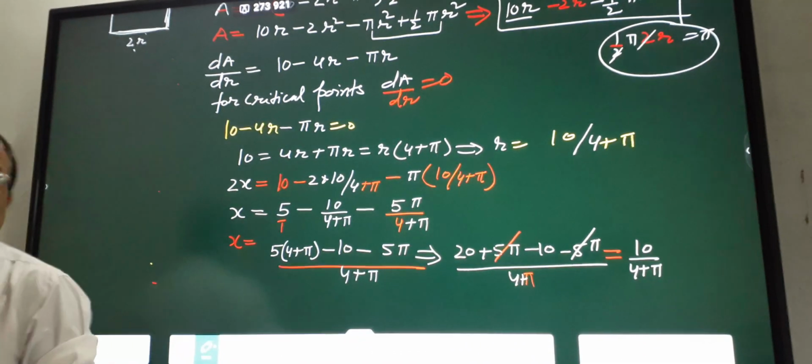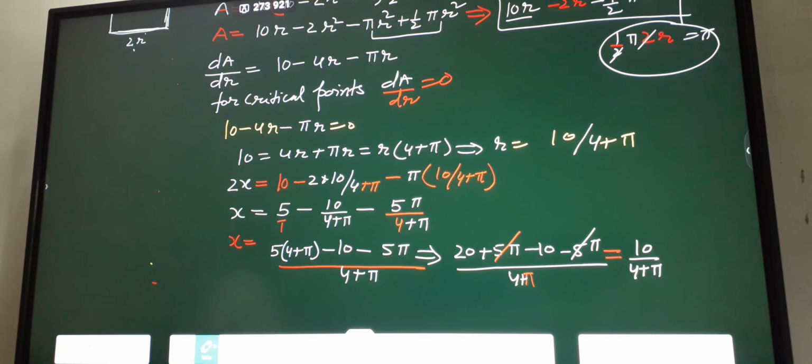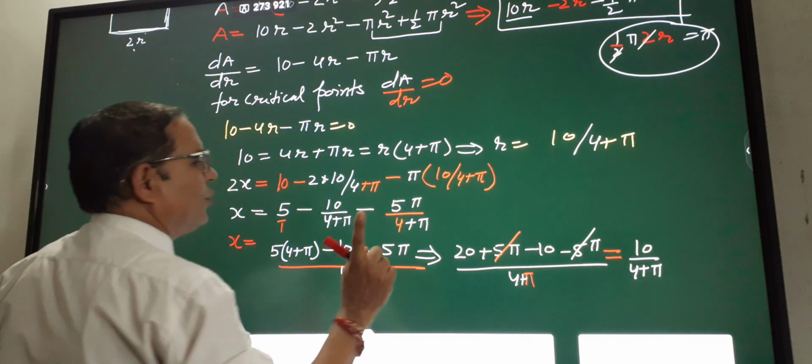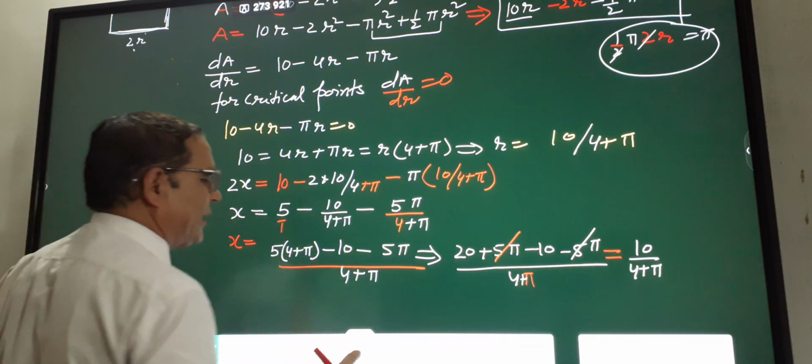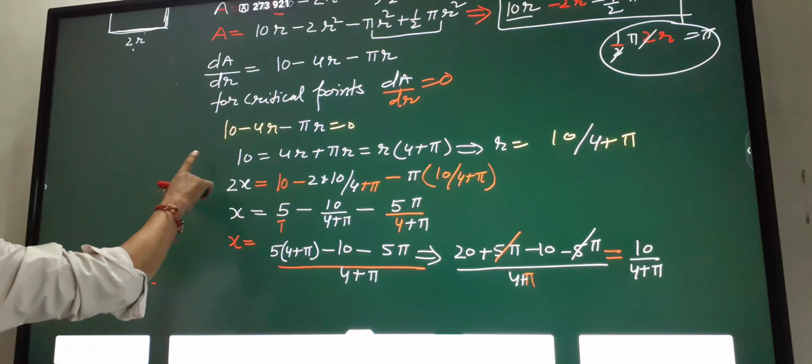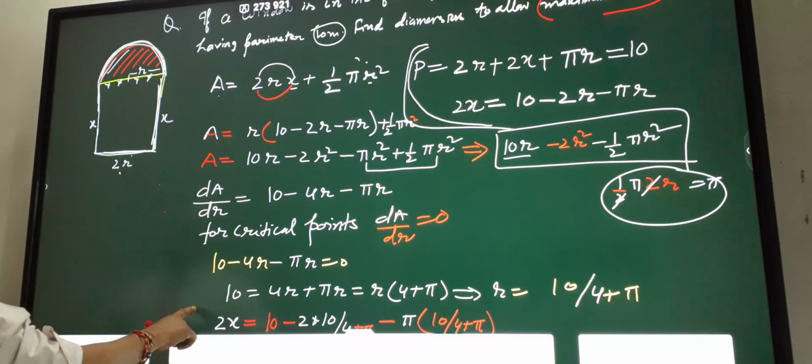Clear? So these both values: x is 10 upon 4 plus pi, and y is equal to 10 upon 4 plus pi. Is it clear? So in the diagram, what we assume is that the value of x and the other value, both are the same. Again I'm moving to explain this one. See, this is the diagram, right?